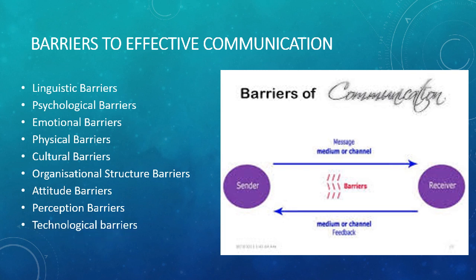Perception barriers. People perceive things in a different way. Nobody can think in the same way or perceive things in the same way. That can also be a barrier for communication. Technological barriers. The sender may be having advanced technology and the receiver may not have that advanced technology. So that can also be a technological barrier.